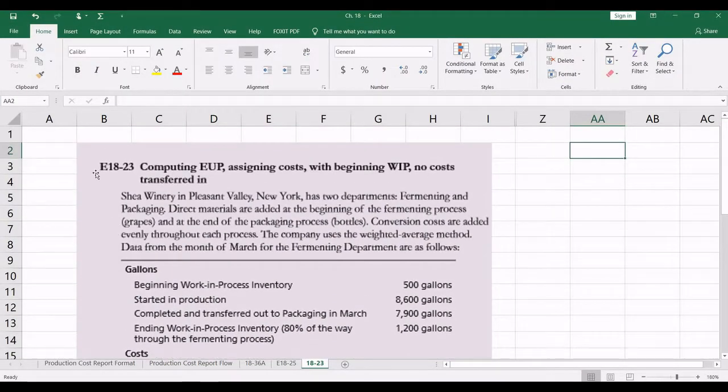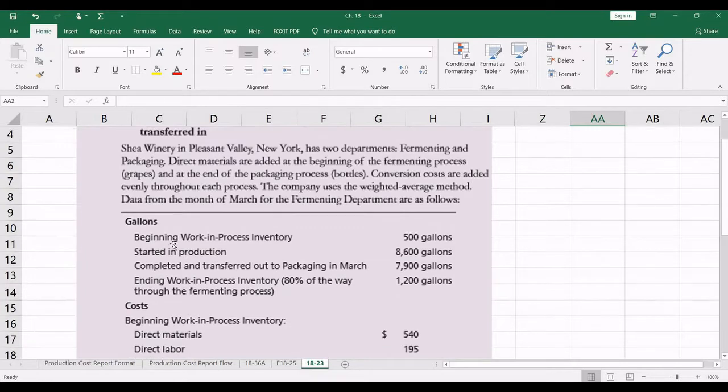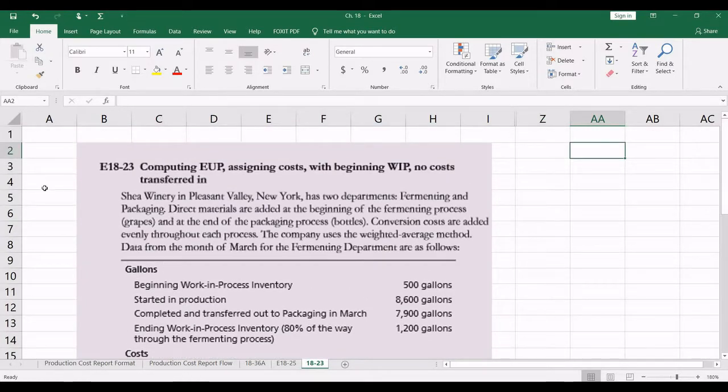Okay, so here's the problem, 18-23. It's the last tab. It says computing EUP, assigning costs with beginning work in progress, no cost transferred in. So right there tells us we're not going to have any transferred in cost, so our worksheet will only have 4 columns, but I'm going to make 5 just in case we do have 5, so you'll know how to do it.